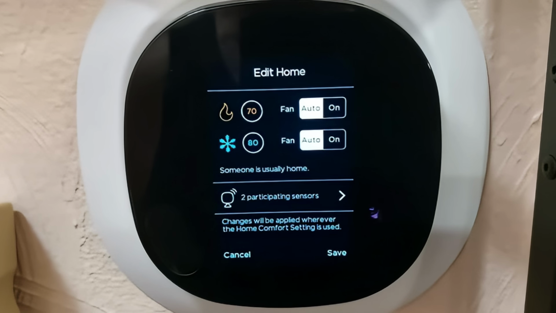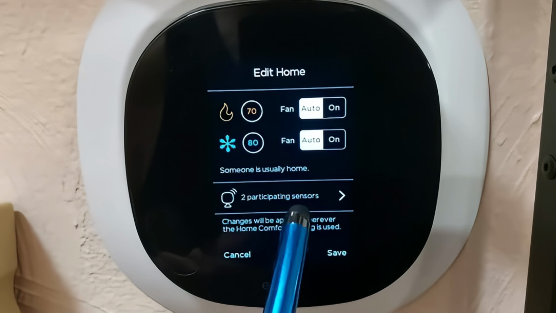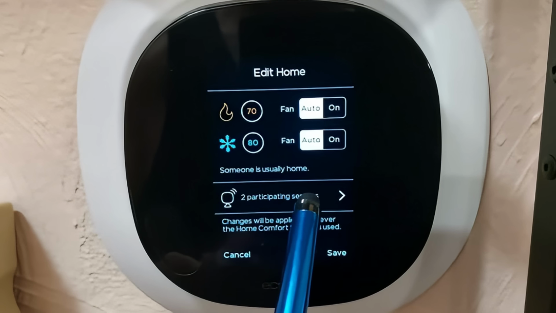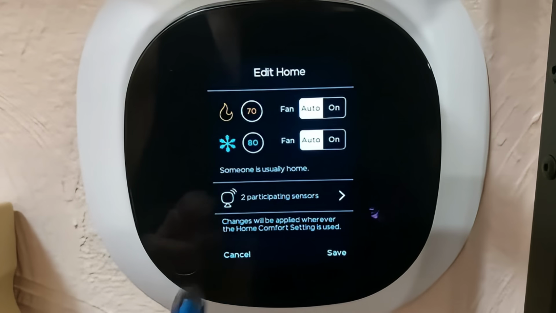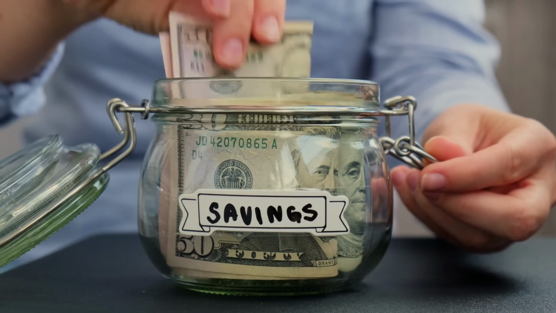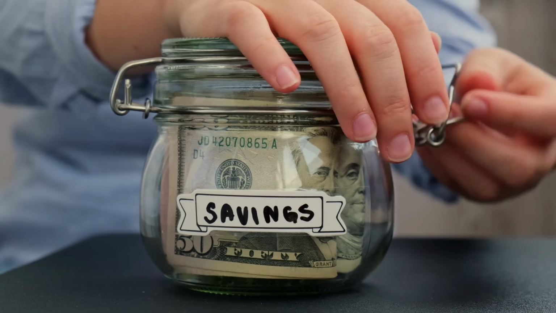Now, at this point, you might be worried about breaking your furnace. You aren't. We aren't touching the gas pressure, the voltage, or the fan speed. We are just changing the instructions the thermostat sends. And stay with me, because this next part is where the actual savings happen.